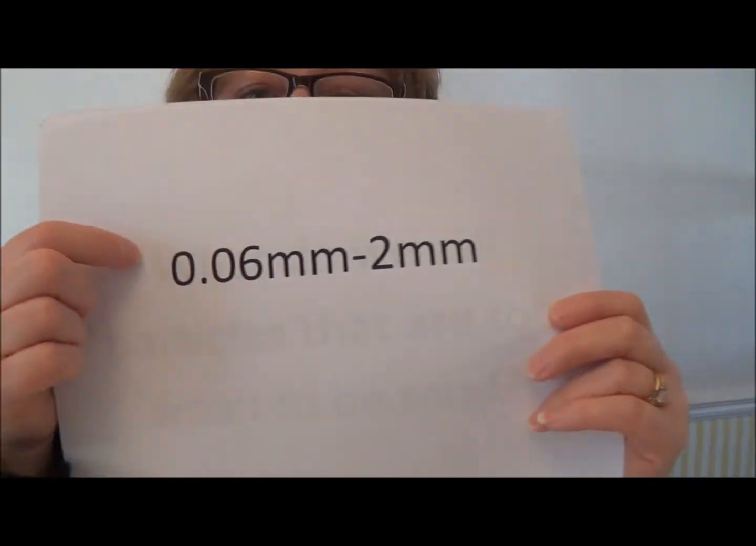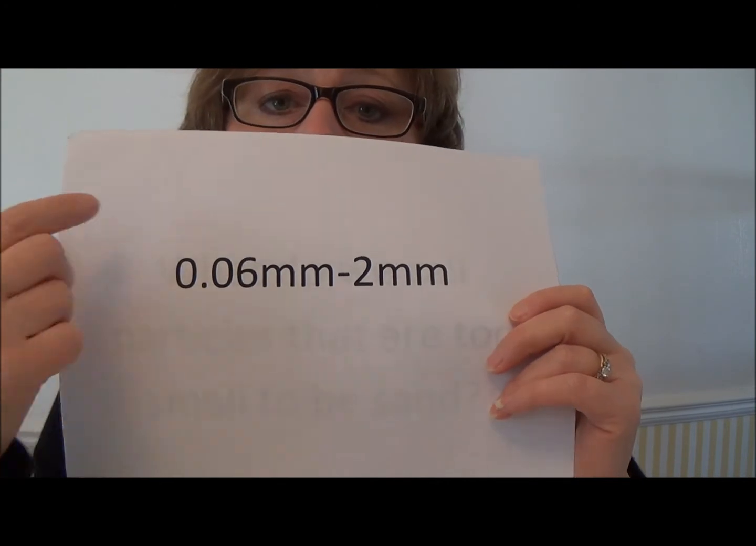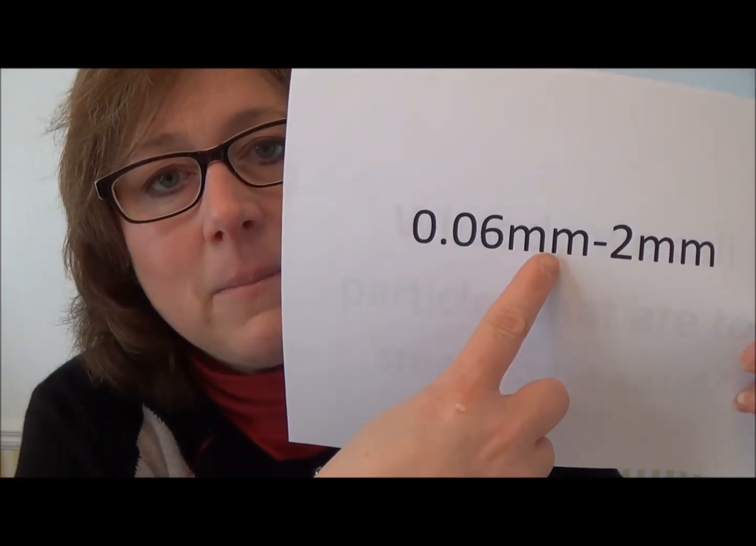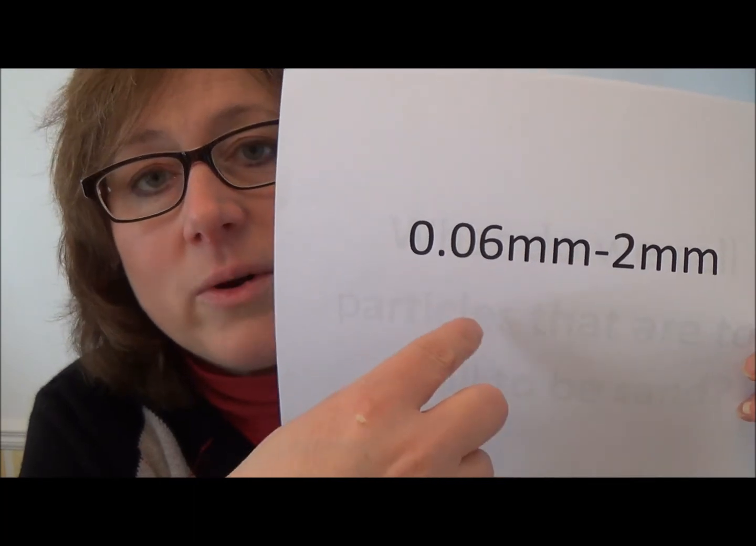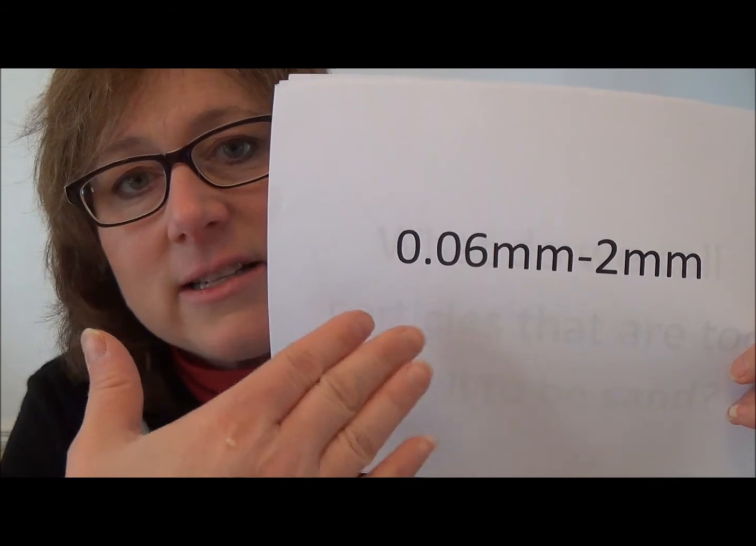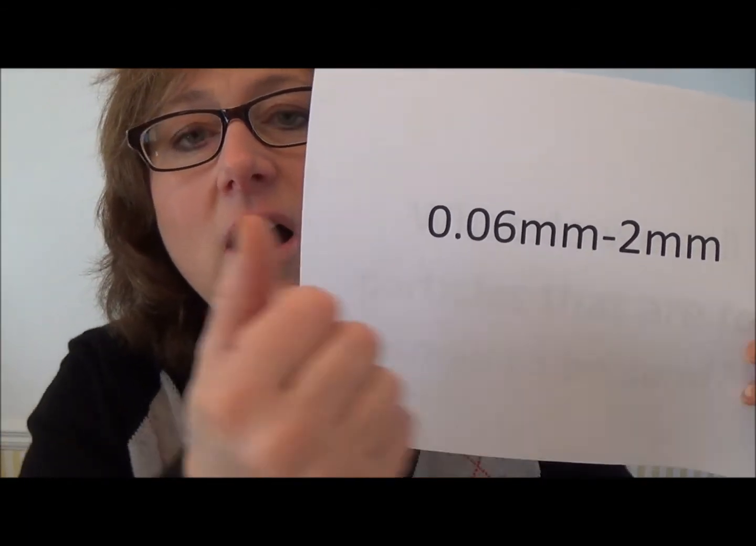Now, 0.06 is tiny. It's very small, and 2 millimeters is still small. Scientists use millimeters to measure. When we write millimeters, we write mm. So the size of our sand is 0.06 all the way up to 2 millimeters. But we knew that, and I know that you are super scientists and you already got that one right.